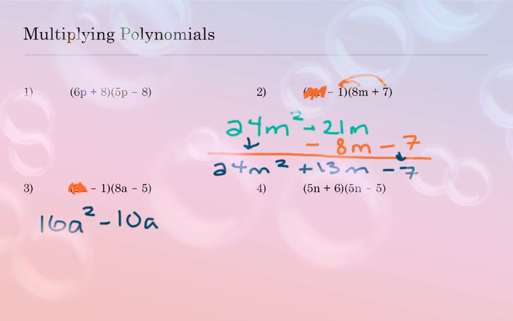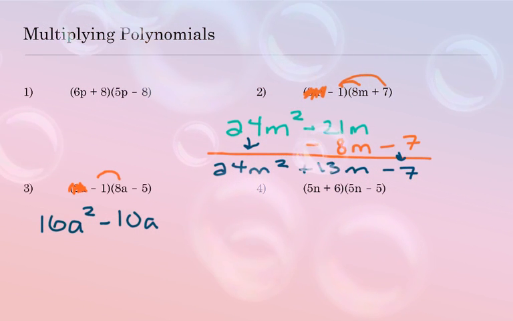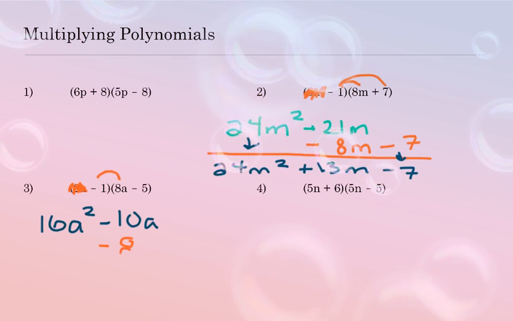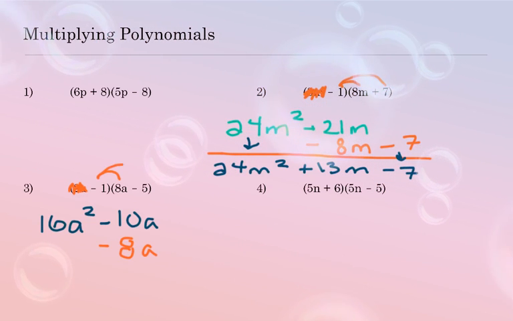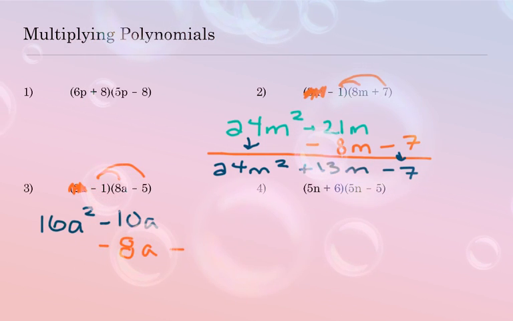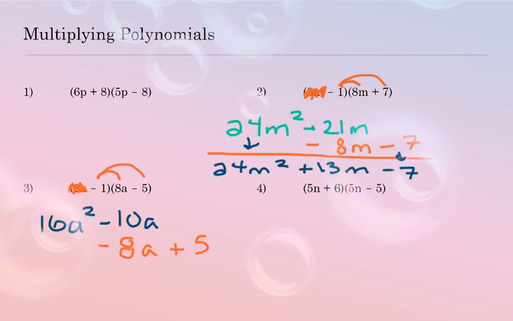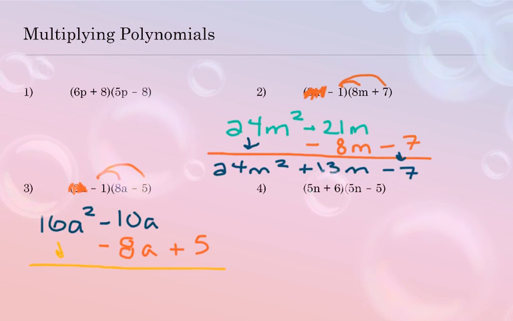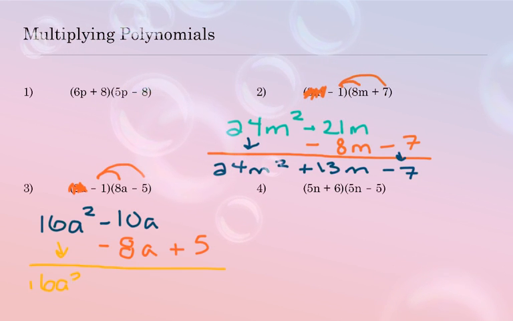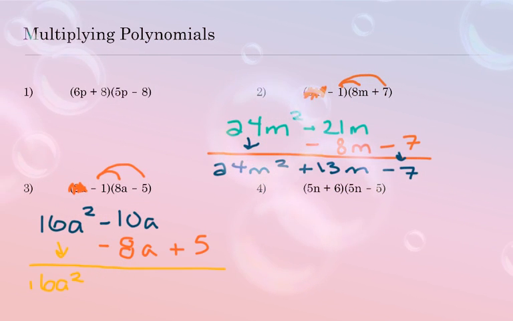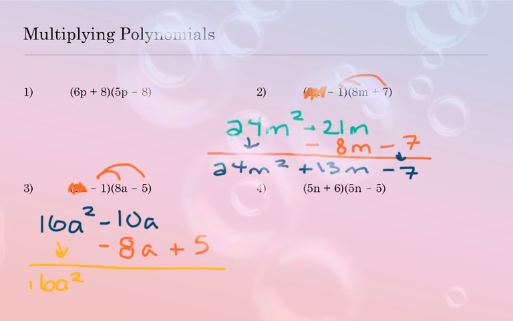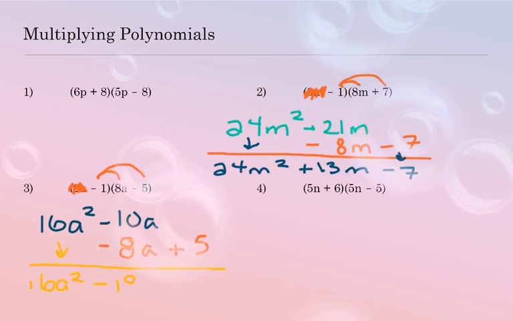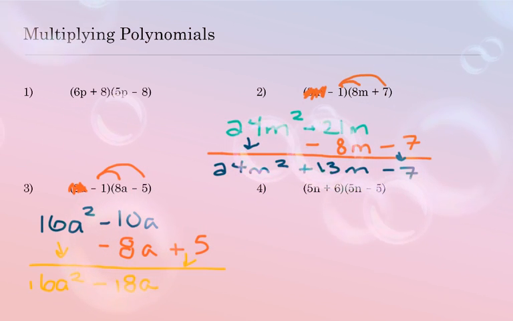Now we have that -1. -1 times 8a, -1 times 8 is -8. Still have the a. -1 times -5 is a +5. Now when I put those together, first term has nothing to be combined with. Those middle terms are going together. -10a and -8a. -10 minus 8, or -10 plus -8. And 5 is still there.